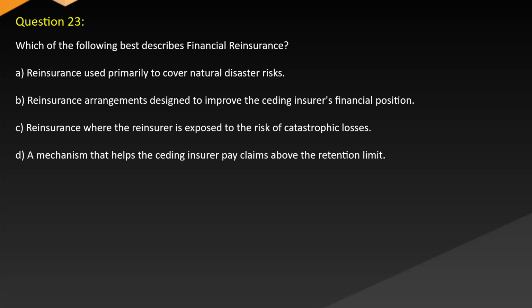A. Reinsurance used primarily to cover natural disaster risks. B. Reinsurance arrangements designed to improve the ceding insurer's financial position. C. Reinsurance where the reinsurer is exposed to the risk of catastrophic losses. D. A mechanism that helps the ceding insurer pay claims above the retention limit.